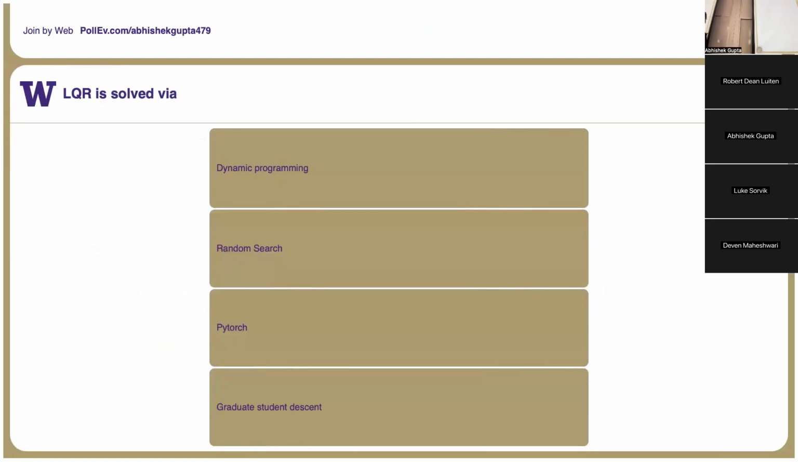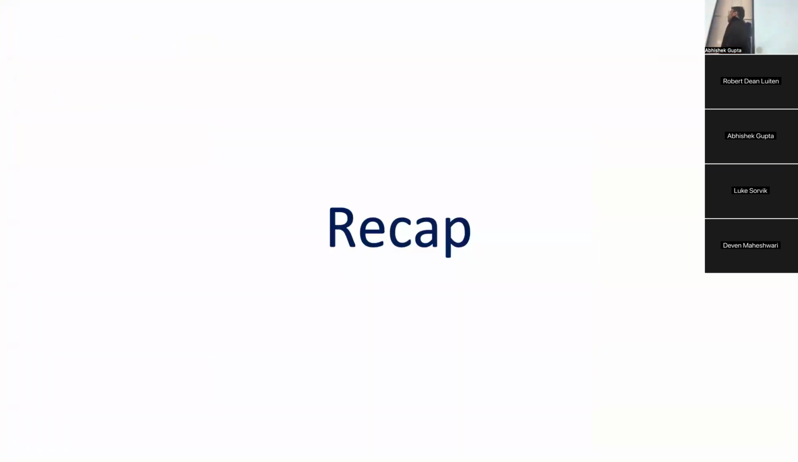Okay, here's our little quiz. LQR solved by dynamic programming, random search, PyTorch, graduate student. There's 15 answers, but not 15 people. Zoom loophole. Alrighty. 5 more seconds. Okay. Good. All right. So let's do a little recap.